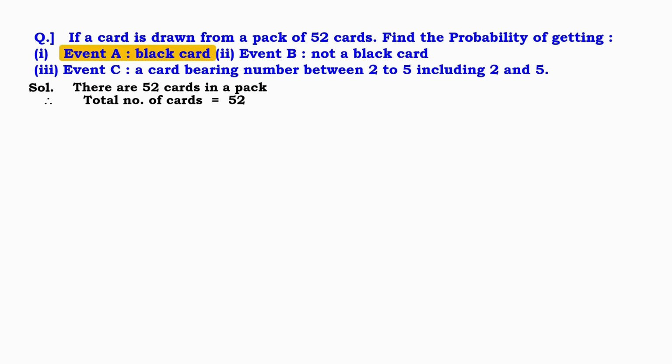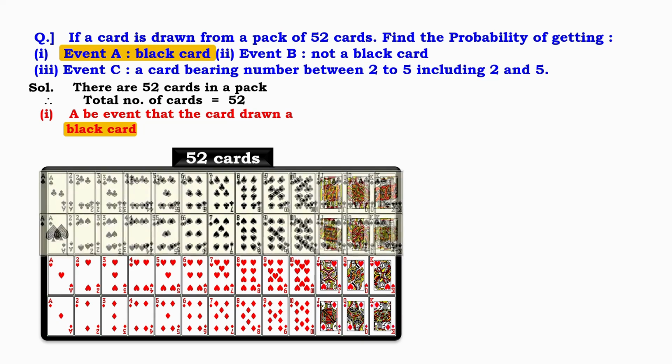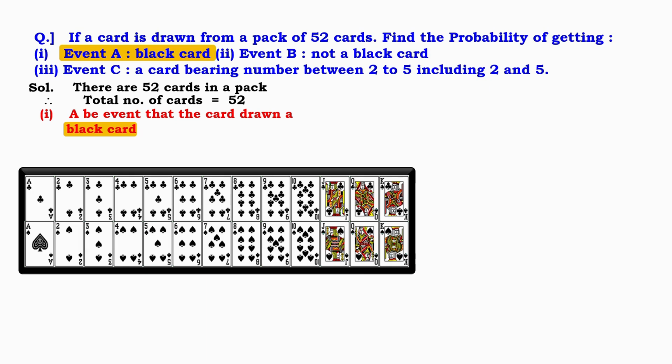Now in part 1, that is event A, we have to find the probability of getting a black card. So let A be the event that the card drawn is a black card. Now take a look at the cards. How many black cards are there? We know that spade and club are the black cards, right? So now we have to consider those. Okay, so these are the black cards.